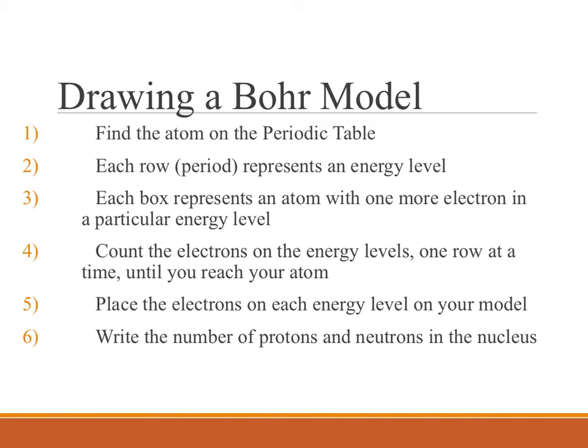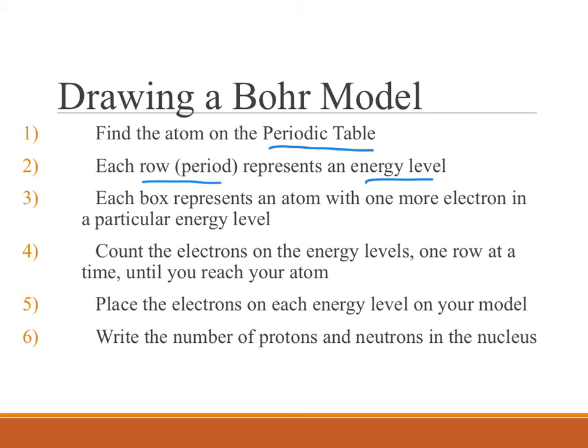So to draw a Bohr model, you have a couple steps. The first thing is to find your atom on the periodic table. The periodic table is your helper, your cheat sheet here in chemistry. Each row, or period, of the periodic table represents an energy level. So the very top level with hydrogen and helium is energy level 1. And if you count the rows, you see we have 7 rows, so there are 7 potential energy levels.